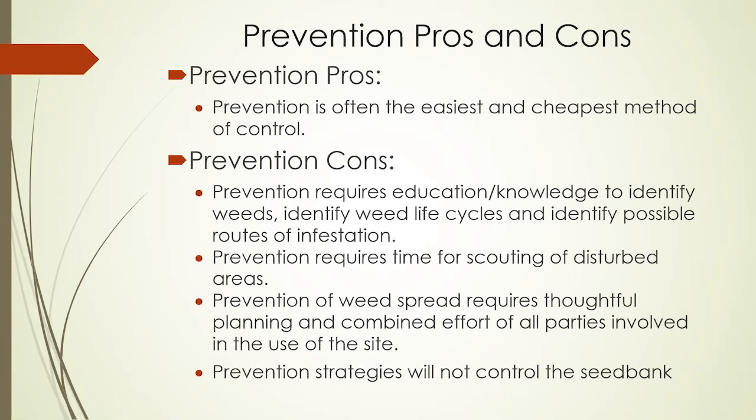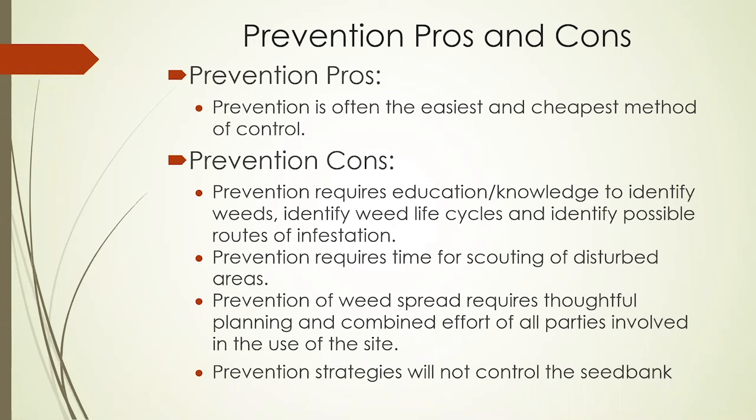Okay, thank you. So for all these, I kind of want to go over the pros and cons of each of them. So for prevention, a lot of times it's the easiest and cheapest method of control, but the con is prevention requires you to have knowledge to identify weeds, to identify their life cycles, to identify possible routes of infestation and try to eliminate that. It requires time for scouting of those disturbed areas to make sure that you catch weed infestations early. And it requires a lot of thoughtful planning and combined efforts of all parties.